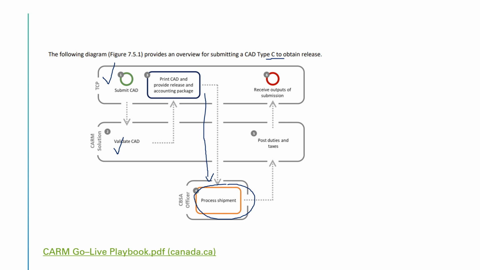Then they will go back to the CARM solution and post all duties and taxes that need to be paid, and inform the importer of record or the broker how much they need to pay, and they will actually print the CAT form too.